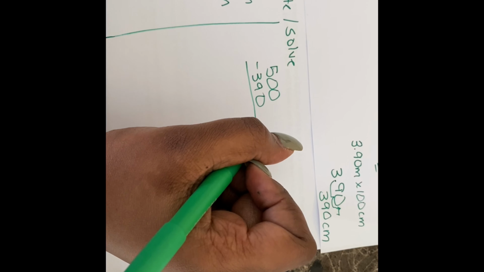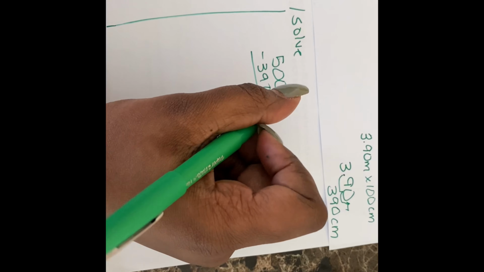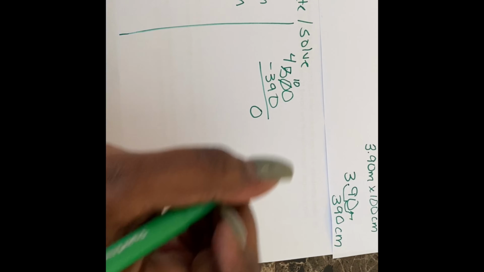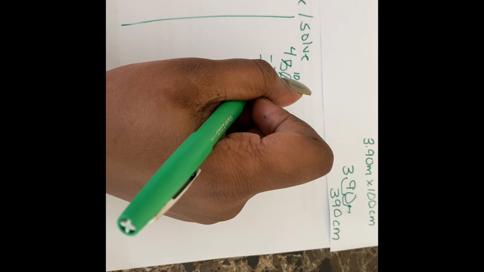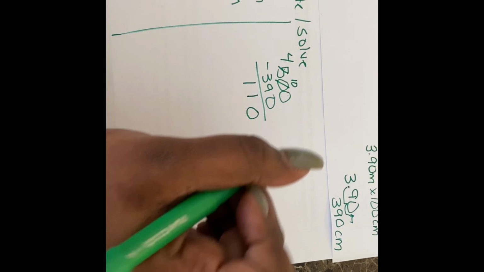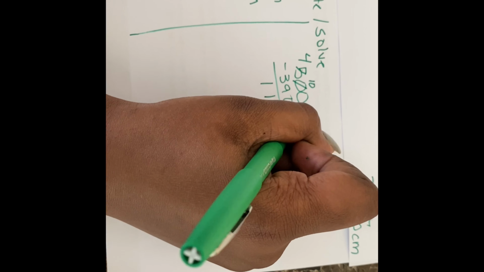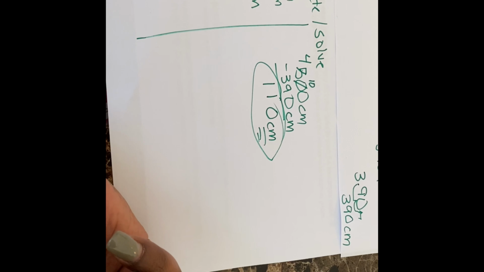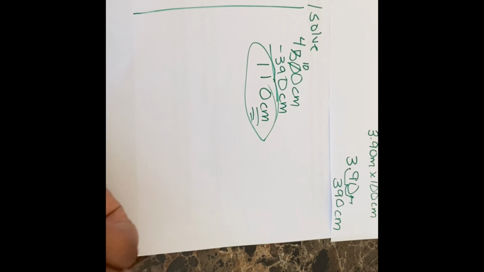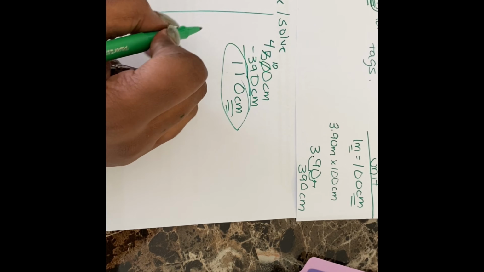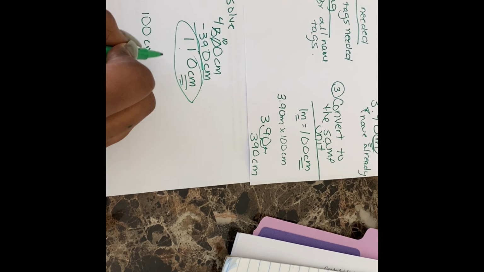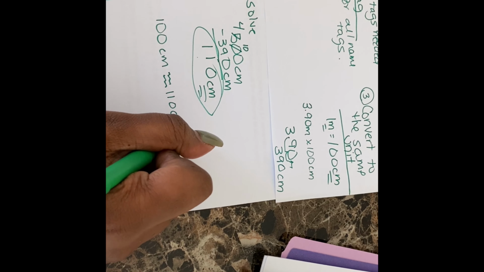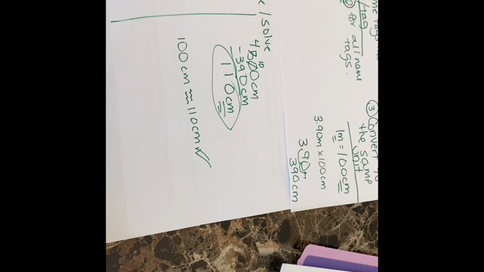Let's figure out if that estimation is reasonable based off our actual answer. So 0 minus 0, our 0 becomes a 10, 5 becomes a 4, 10 minus 9 is 1, 4 minus 3 is 1. So our actual answer proves to us that we will still need 110 centimeters of ribbon to make 100 name tags. So as always, we are going to figure out if our answer is reasonable. We know that our answer of 110 centimeters is very reasonable. It is in the same ballpark as 100 centimeters.